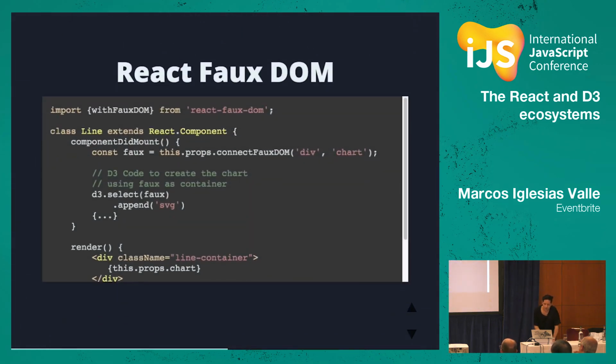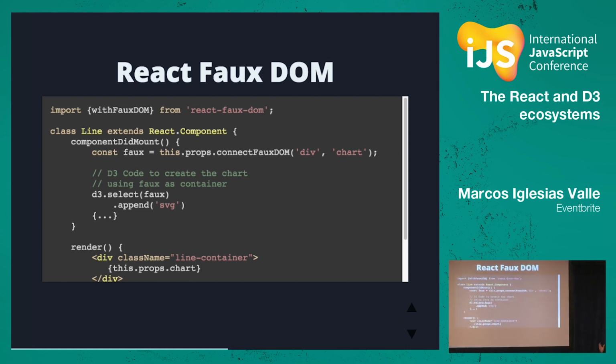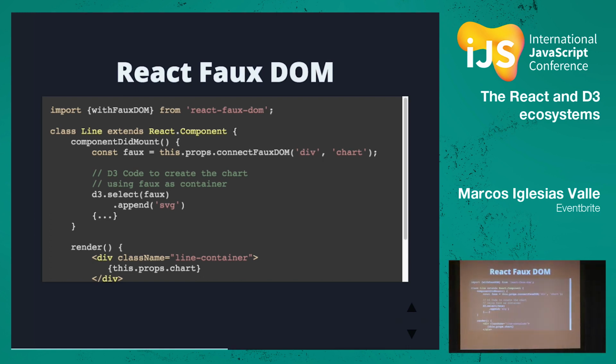So React for DOM works with an HOC. Here we have the HOC, and then at the end we're going to use it, wrapping our component. And then on componentDidMount, we're going to get this faux node. This is the root node that we're going to use for rendering our chart. And then we're going to say, OK, it's a div. And then this is the prop that is going to be converted in.